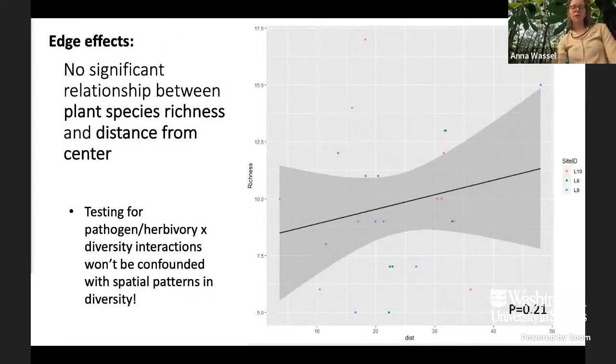Right, okay, so moving on to edge effects. Just to start out, there was no significant relationship between plant species richness and the distance from the center. That means testing for other patterns in the disease and herbivory diversity interactions wouldn't be confounded with, for instance, much more diverse plots at the edge versus less diverse plots in the middle.